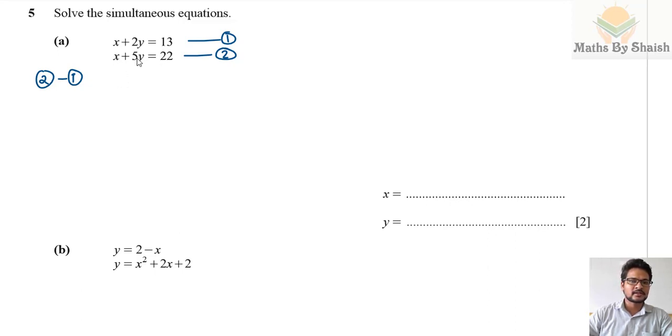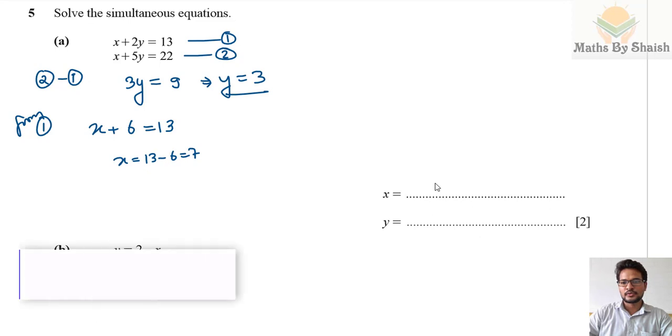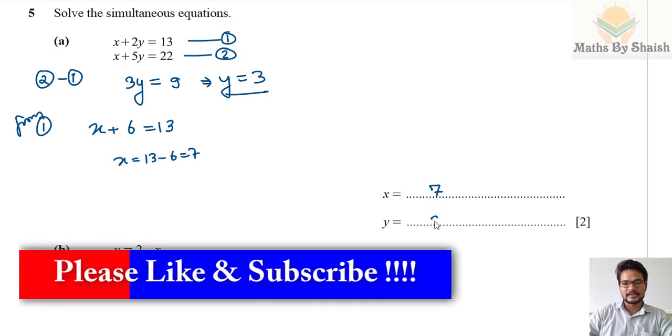So x minus x is 0, 5y minus 2y is 3y, and 22 minus 13 is 9. So from here we got y as 9 by 3, that is 3, and then we will substitute in 1. So from 1, x plus 2y, that is 2 3s are 6, equals 13, and hence x becomes 13 minus 6, it is 7. So we got x as 7 and y as 3.